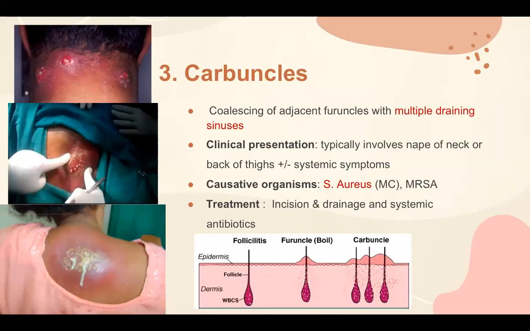So you can see that folliculitis, furuncles, and carbuncles represent a continuum of severity of a Staph aureus infection. The treatment, again, is incision and drainage because it's a deeper infection, and systemic antibiotics.